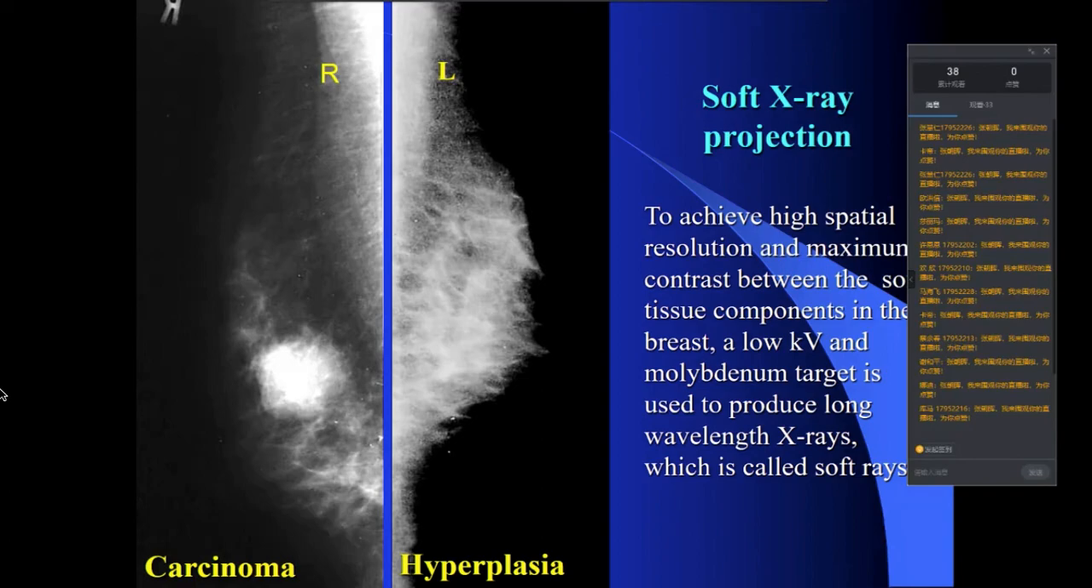Soft X-ray projection is mainly used for breast X-ray examination called mammography. This technique uses a low kV and molybdenum target to produce long wavelength X-rays, which are called soft rays, so as to achieve high spatial resolution and a maximum contrast between the soft tissue components in the breast. And these are two examples of mammography. These two X-ray images show the carcinoma and hyperplasia of breast respectively.